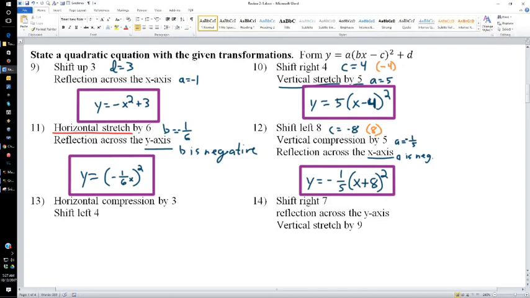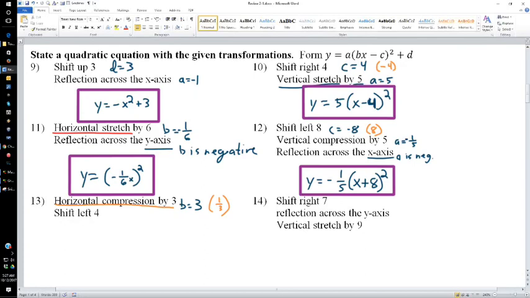Number 13, horizontal compression by 3 and a shift left 4. Ooh, this one's a little tricky because you have a b value of 1/3 actually. So we got b equals, you're going to think 3, but remember everything is 1 over b in there. So what you're going to put in is you're actually going to put in a 1/3. Alright, your b value is actually 1/3.